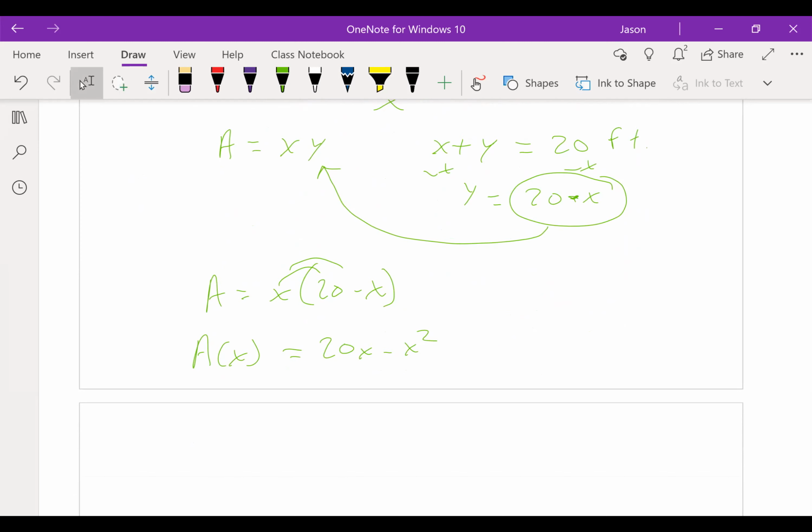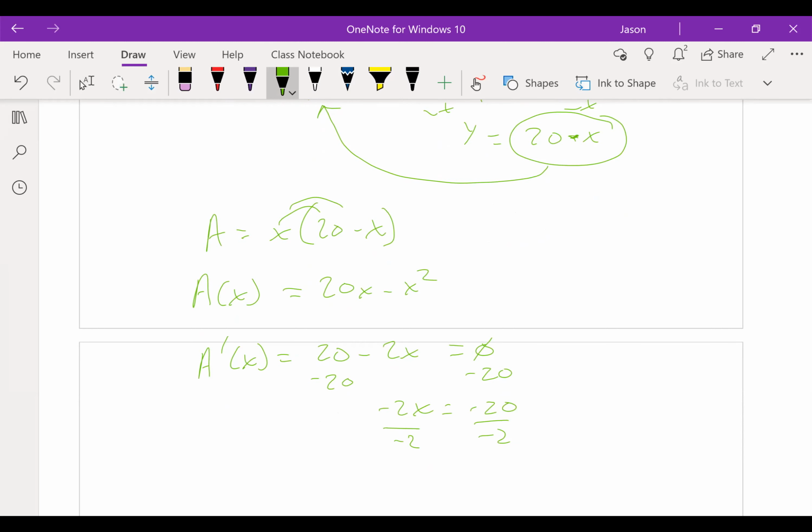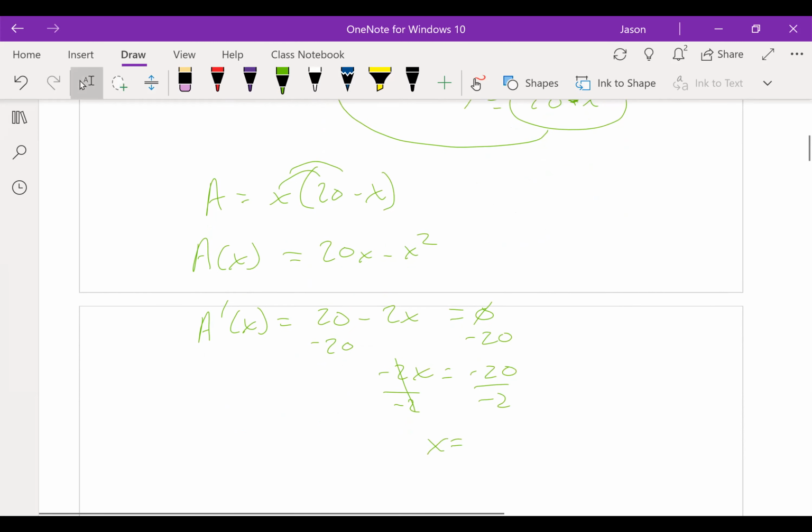Where's the maximum value going to occur? The maximum value is going to occur when the derivative is equal to 0. That gives us a critical value, and we get either a minimum or a maximum there. So A prime of x is equal to 20 minus 2x, and set that equal to 0. Subtract 20 from both sides, we get negative 2x equals negative 20. Divide by negative 2, and I get x is equal to 10.